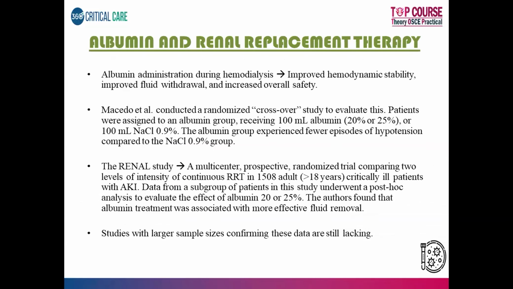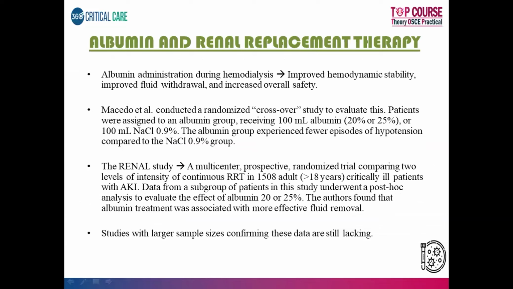Now, the role of albumin in renal replacement therapy. With albumin administration during hemodialysis, they have seen that it improved the hemodynamic stability, improved the fluid withdrawal, and also increased overall safety. There are two trials which support albumin in RRT. The first is Mesido et al.